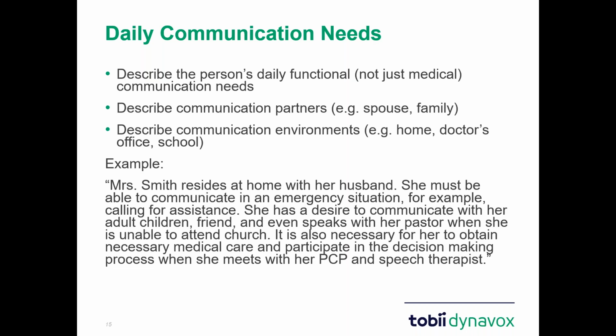Here's an example of this. So Mrs. Smith resides at home with her husband. She must be able to communicate in an emergency situation, for example, calling for assistance. She has a desire to communicate with her adult children, friends, and even speaks with her pastor when she's unable to attend church. It is also necessary for her to obtain necessary medical care and participate in the decision-making process when she meets with her PCP and speech therapist. So you're kind of showing insurance that they have more than one environment that they need to be in, and more than one environment that they need to be able to communicate within.